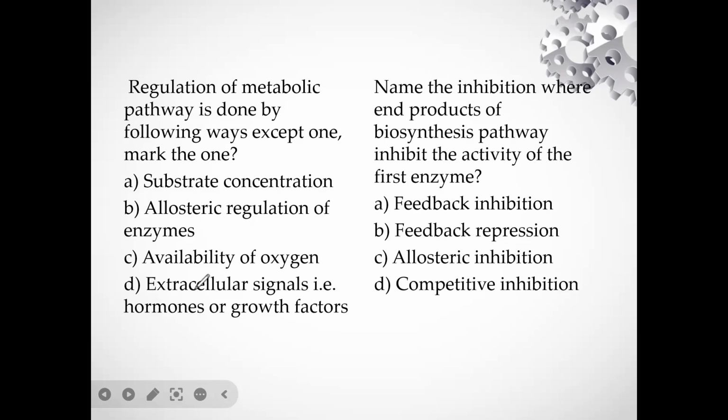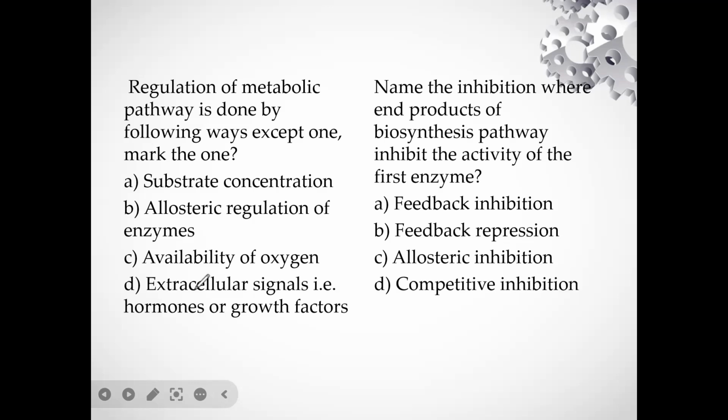And option B, allosteric regulation of enzymes. Of course, many enzymes, apart from the active site, have what you call an allosteric site. In the allosteric site, a molecule can bind. Often the binding of the molecule in the allosteric site can lead to either activation or inhibition of the enzyme. Therefore, it can either increase or decrease the activity of the metabolic pathway based on allosteric activities.